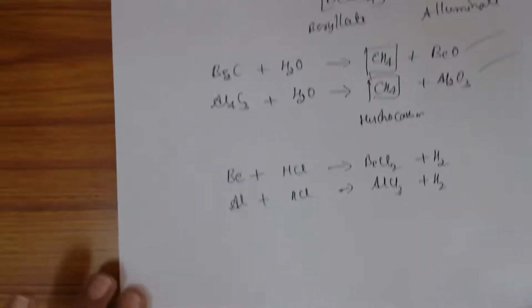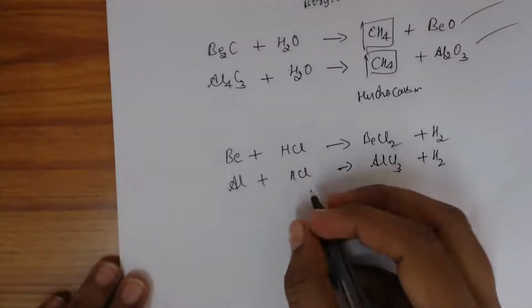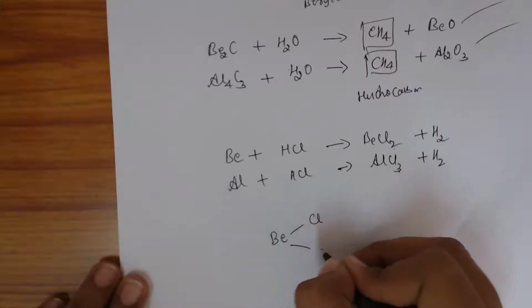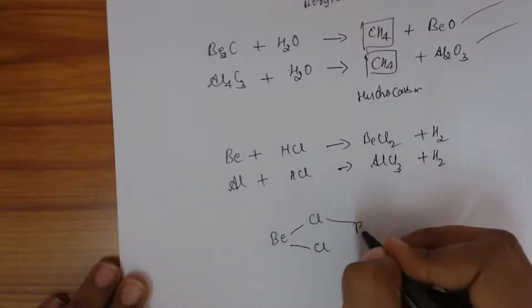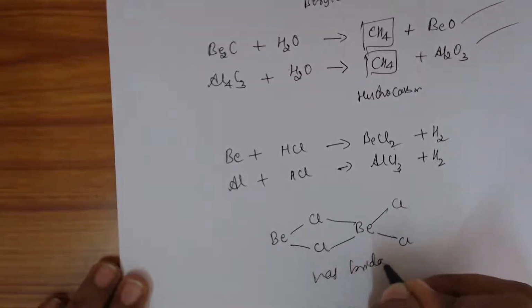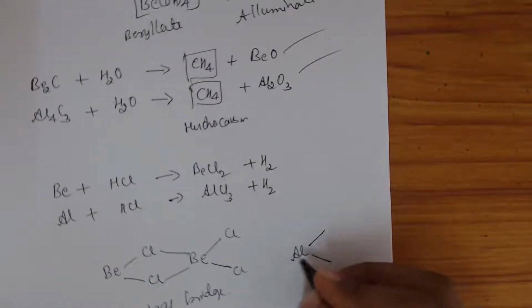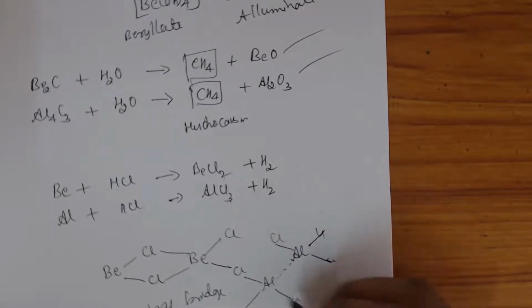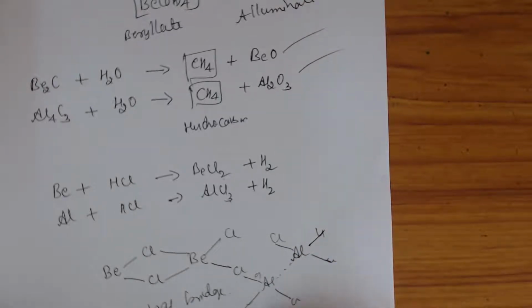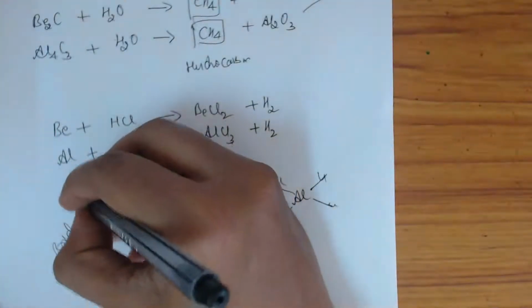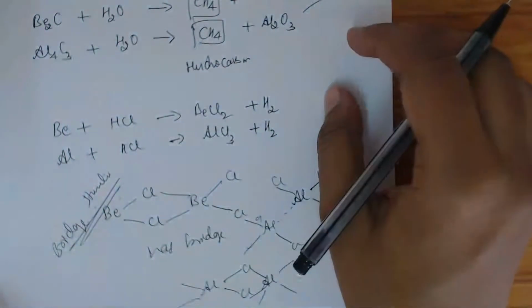Another thing: beryllium chloride has a bridge-like structure. Similarly, aluminium chloride also has a bridge-like structure. Here in aluminium chloride, this is Cl, these are terminal atoms. I hope you understood. Both these two form a bridge structure.